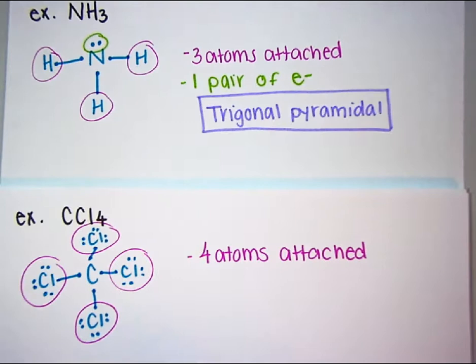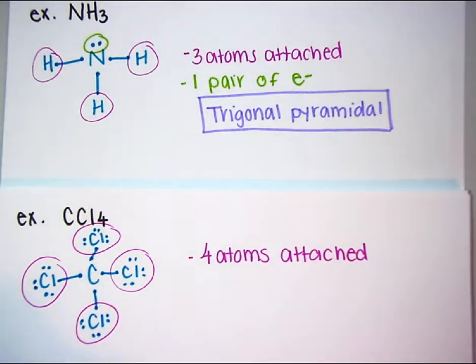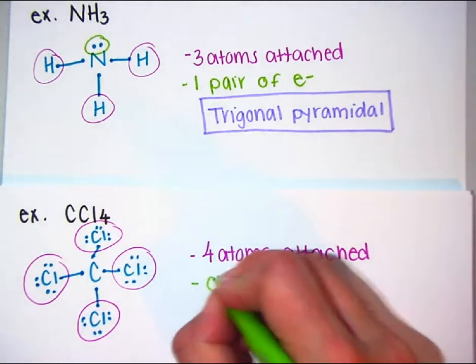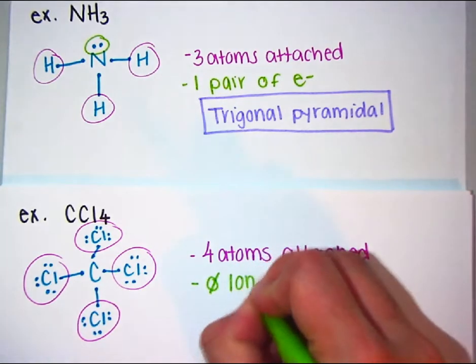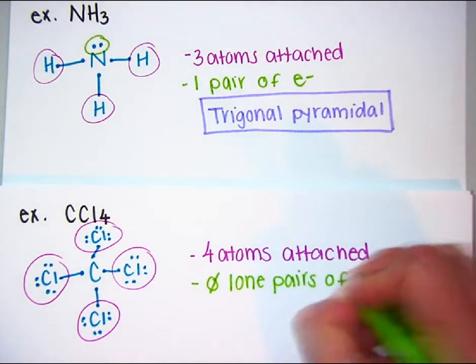Step 3, determine how many pairs of electrons are on the central atom. Well, carbon is my central atom, it's in the middle. It doesn't have any pairs of electrons. All of its electrons are shared in bonds. So it has 0 lone pairs of electrons.